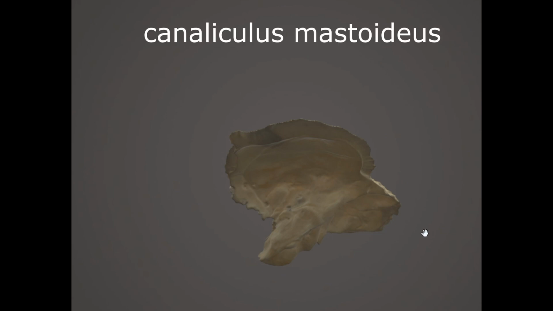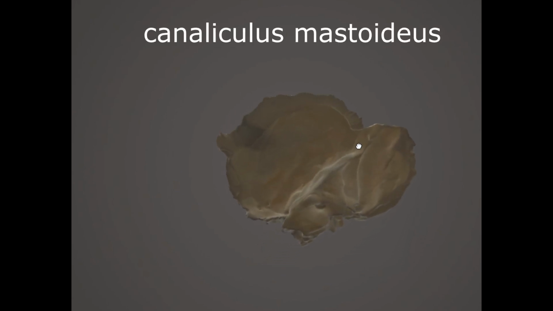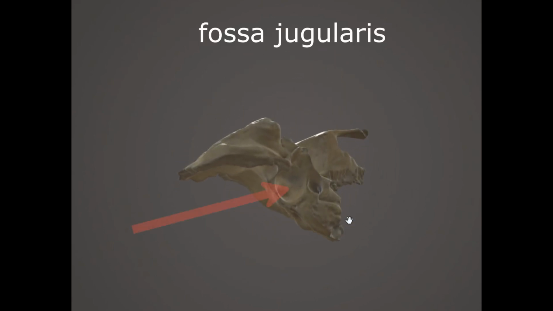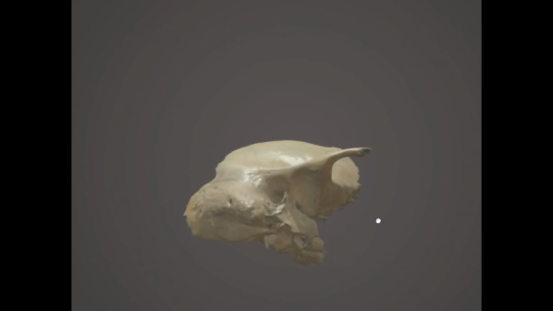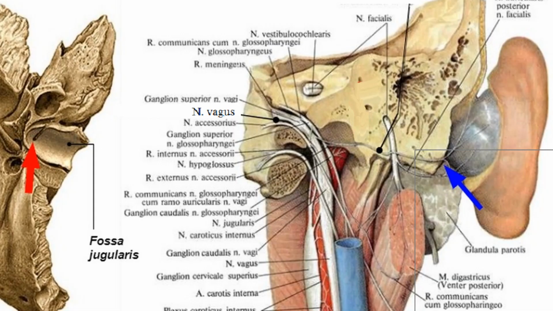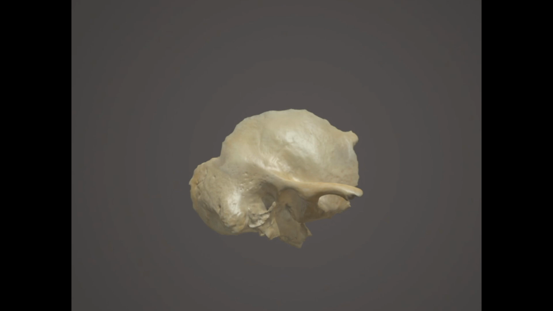Mastoid canaliculus, Canaliculus mastoideus, originates in the jugular fossa, crosses the facial nerve canal at its lower portion, and opens into the tympanomastoid fissure. This canaliculus transmits the auricular branch of the vagus nerve, cranial nerve 10.